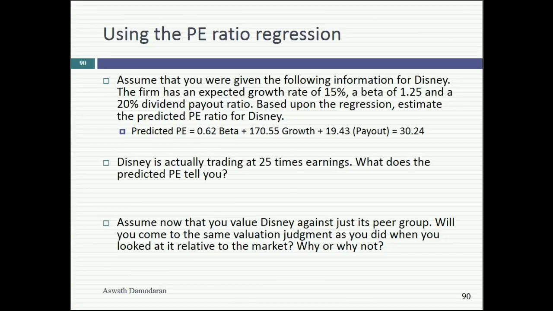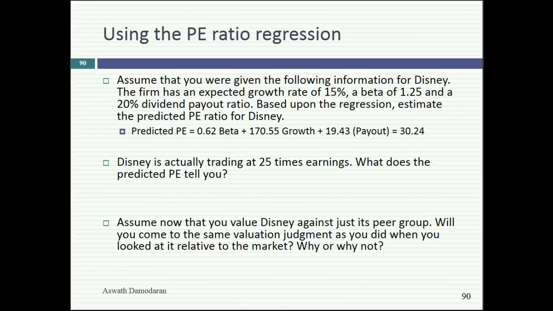Explain to me in very intuitive terms what the 30.24 is telling me. If you were to describe this 30.24 to somebody, how would you describe the 30.24? You want to try? Given what the market thinks and how it prices stocks, Disney should trade it.